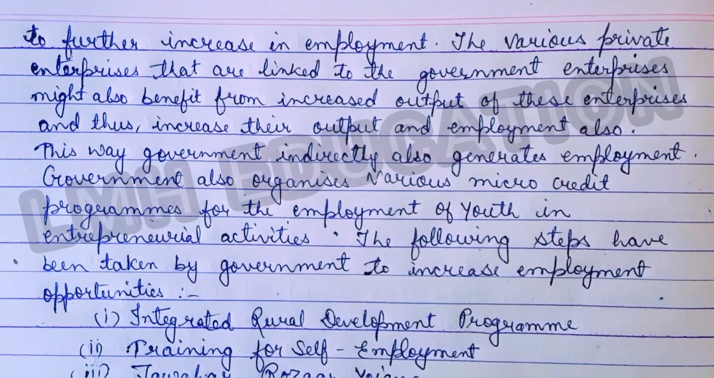The following steps have been taken by the government to increase employment opportunities. The first one is Integrated Rural Development Program. The second is Training for Self-Employment. The third one is Jawahar Rozgar Yojana. The fourth is Employment in Foreign Countries. And the fifth and the last one is Self-Employment to Educated Unemployed Youth. So this is the answer for question number 45.